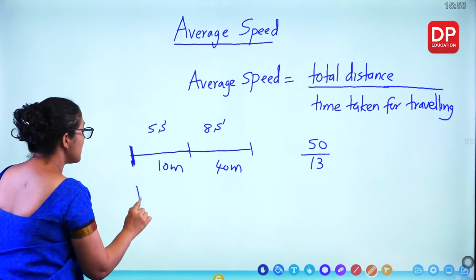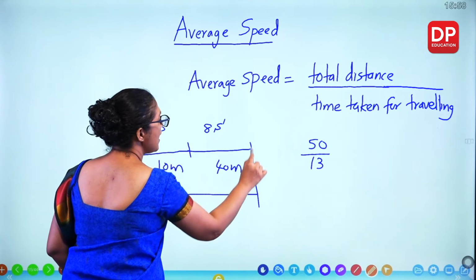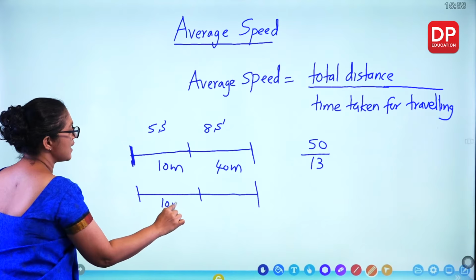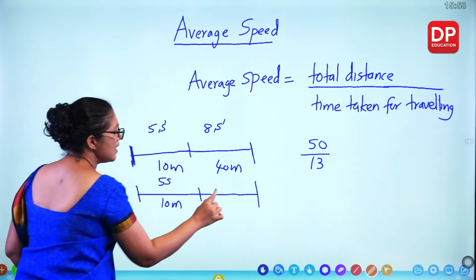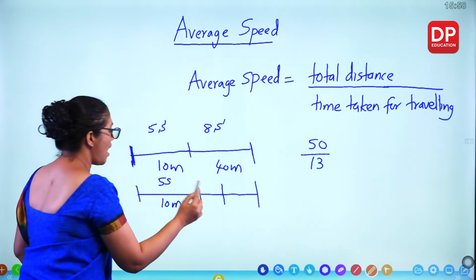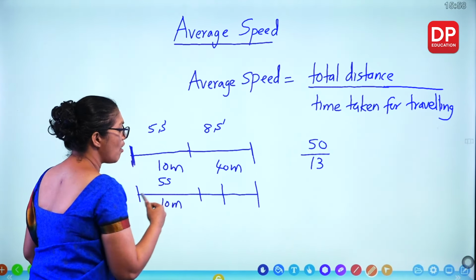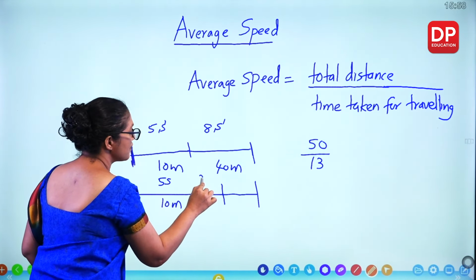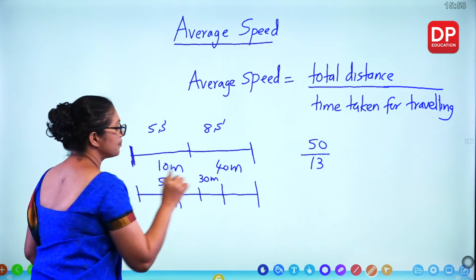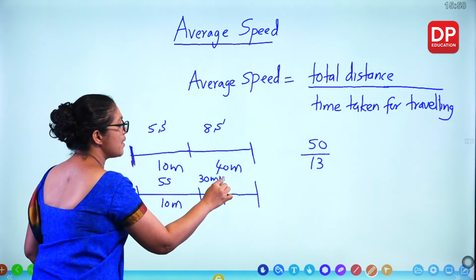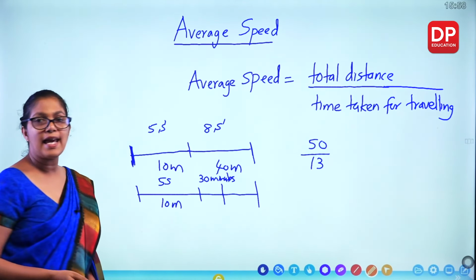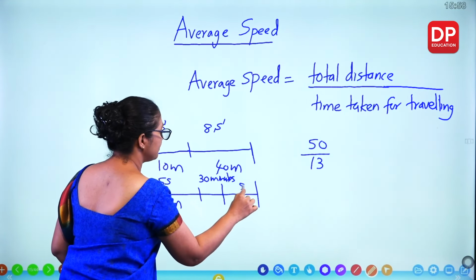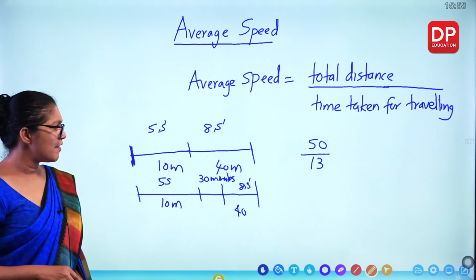But in another case, the same problem you can give like this. 10 meters within 5 seconds and then taking a break. Half an hour break or 30 minutes break or 30 seconds, whatever, 30 minutes break and then moving again 40 meters within 8 seconds. What do you think about the average speed?